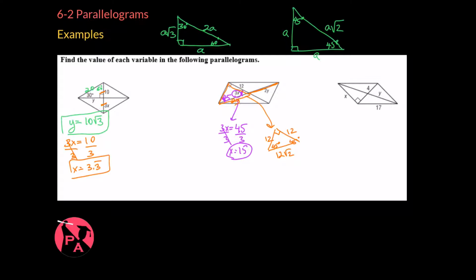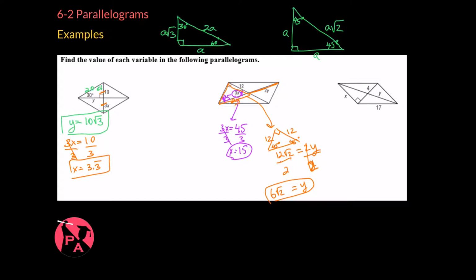Remember, the hypotenuse was equal to 2y, right? We figured out that this one is going to be 2y as well, which is this length. So it is 2y and 12 radical 2 at the same time. That means they are equal. So we need to figure out what 1y is. So we divide each side by 2. Y would be 6 radical 2.